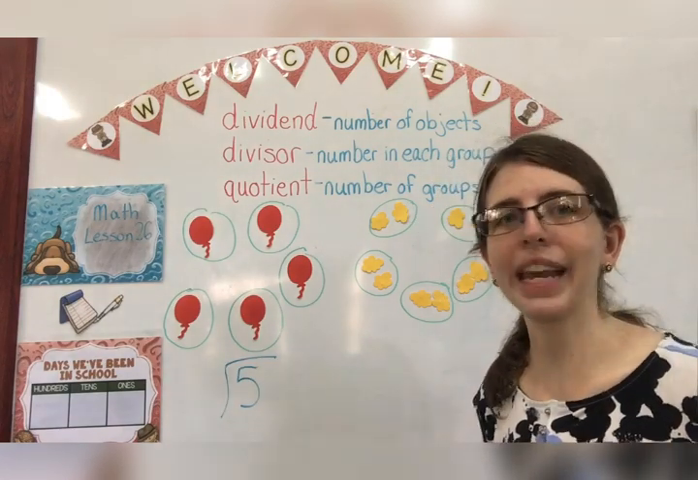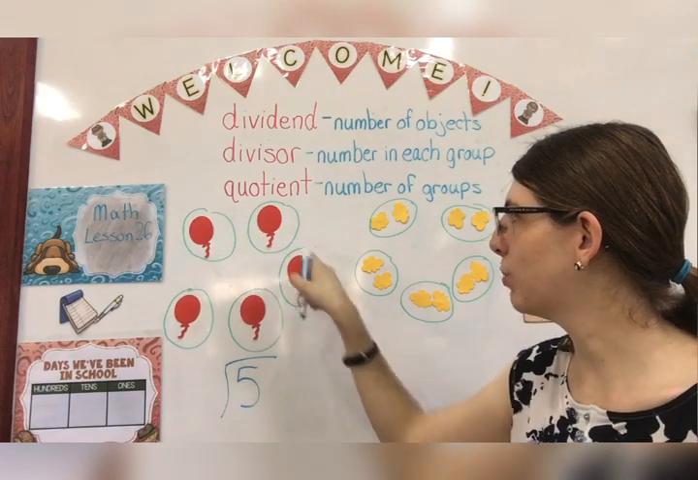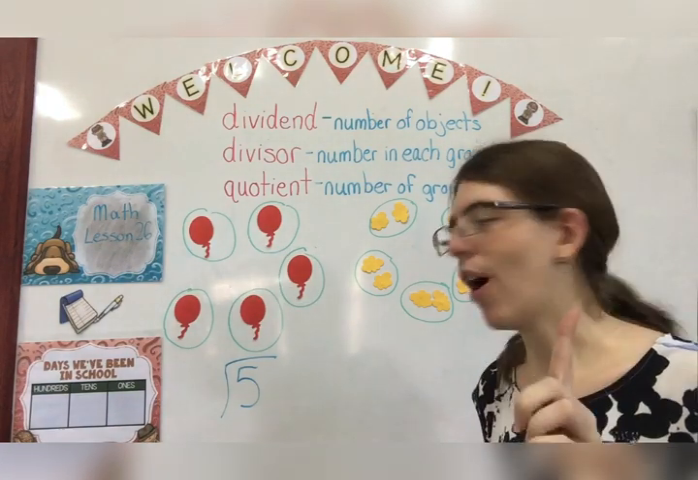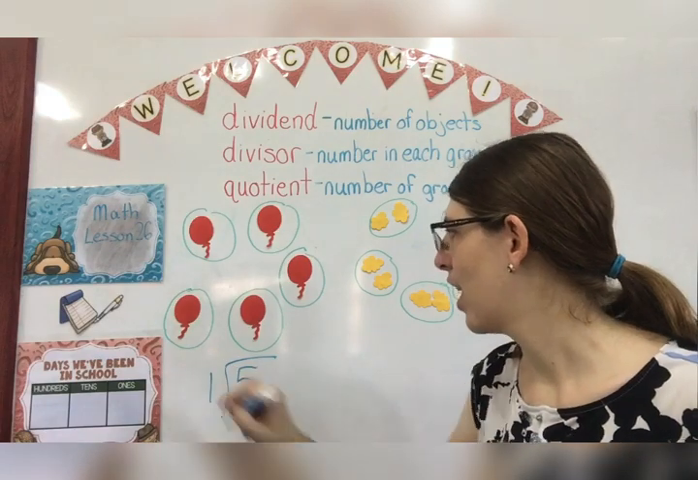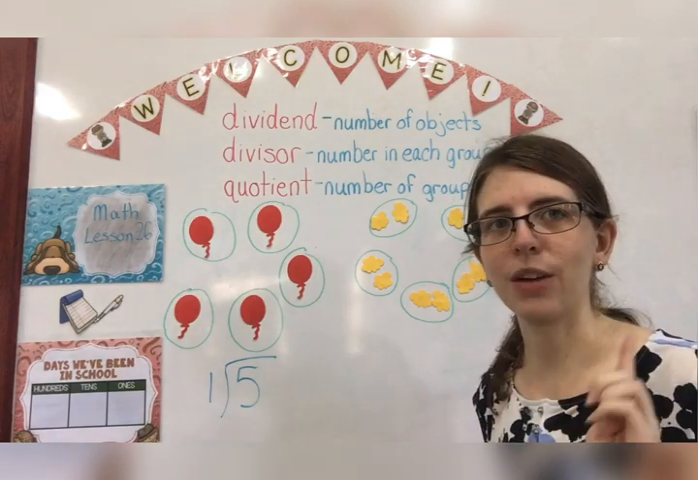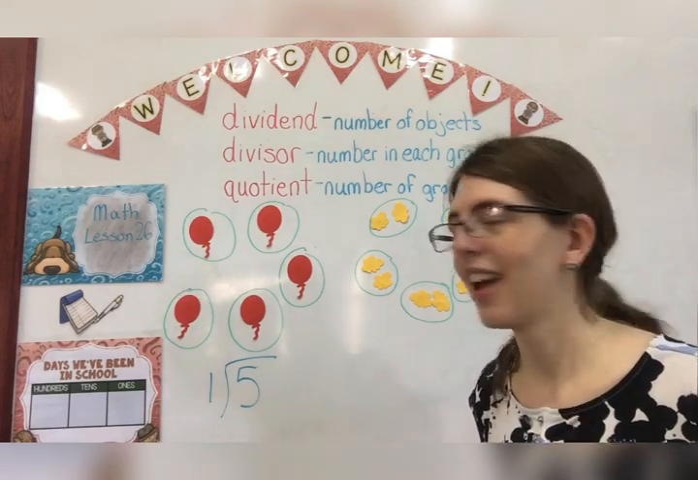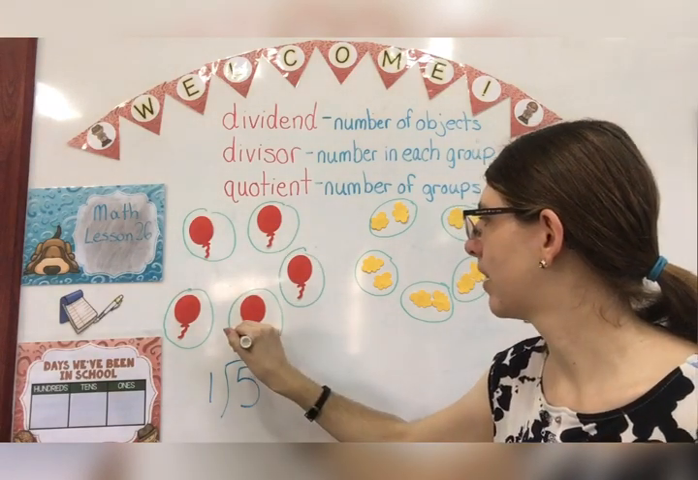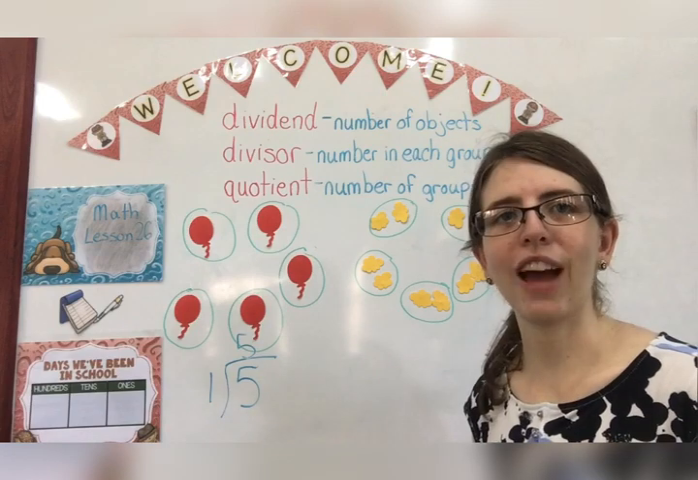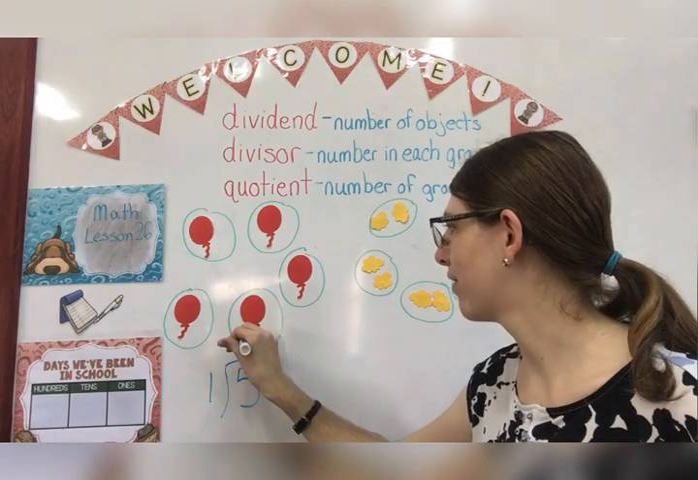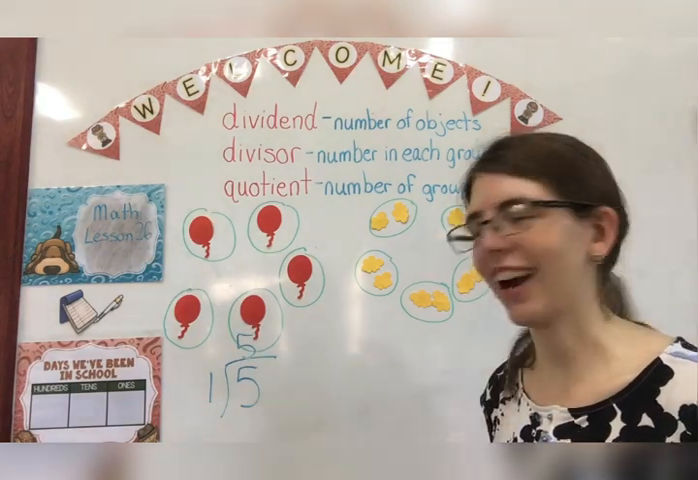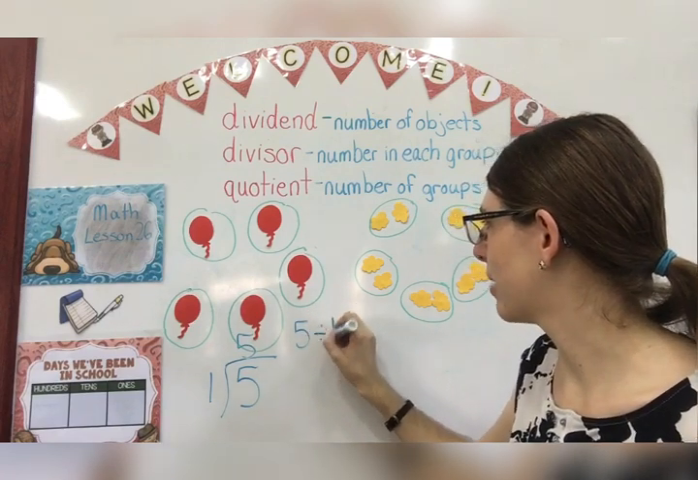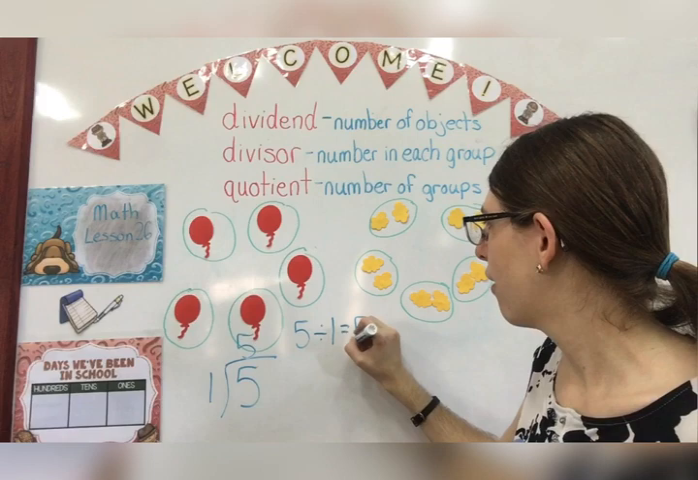I have how many in each group? A group is shown by the green circle. How many are in each group? Just 1 globo. So 5 entre 1 es 5. There's 5 groups. So 5 divided by 1 is 5. Sorry, kind of ran into my balloon there. So we would also write that like this: 5 divided by 1 equals 5.